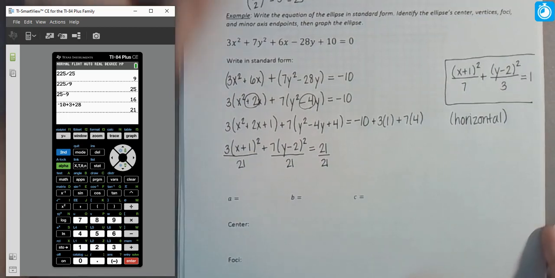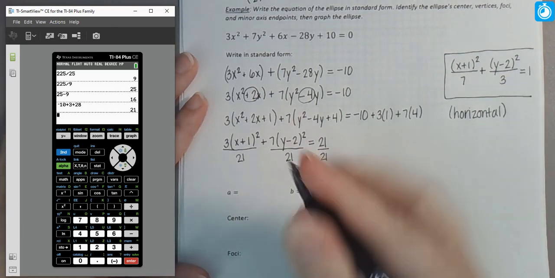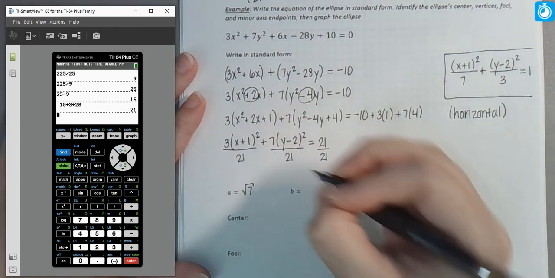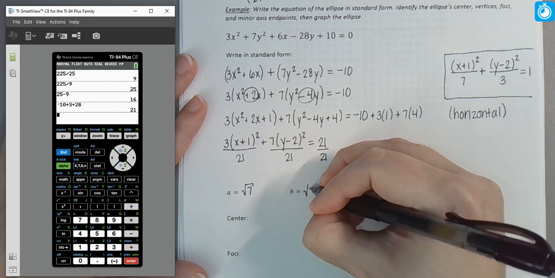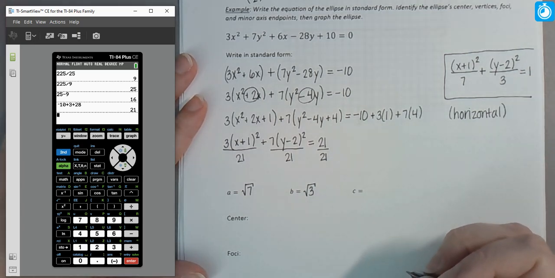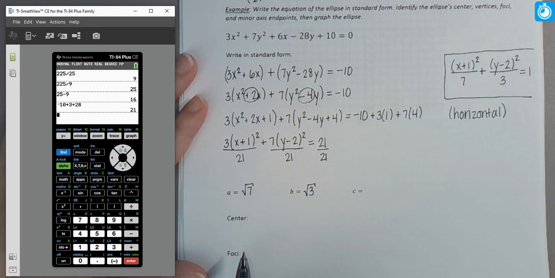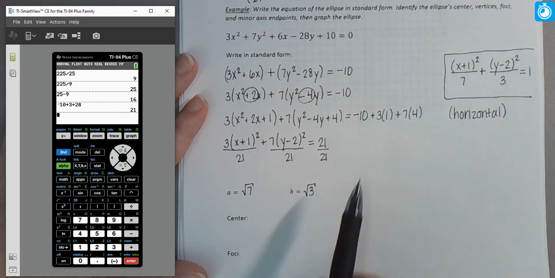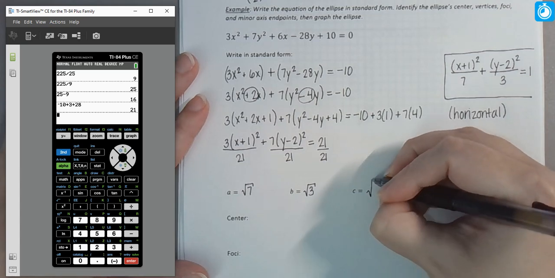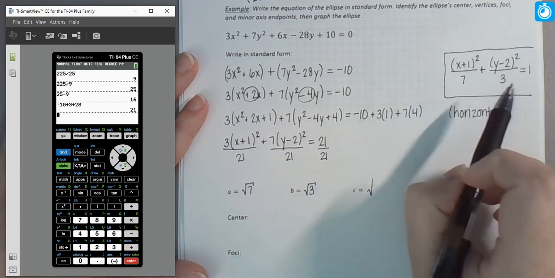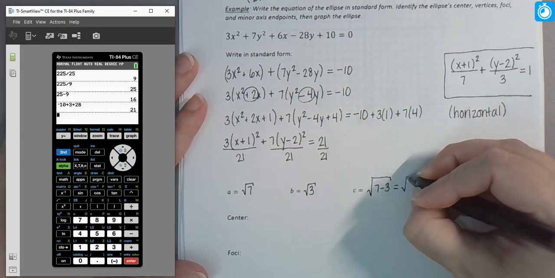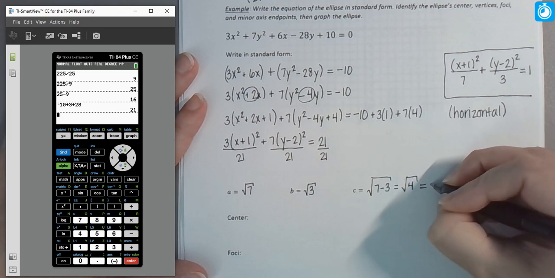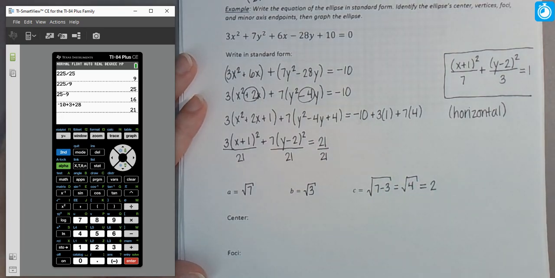Now, a squared is 7, which means a is going to be the square root of 7. B squared is 3, which means b is going to be the square root of 3, which means unfortunately we don't have very pretty numbers here, so graphing is going to be a little bit more of a challenge. Now c is always defined in the same way. It's going to be the square root of a squared, which is 7, minus b squared, which is 3. So square root of 7 minus 3, which is the square root of 4, which is 2. So in this case, c actually worked out well, a and b did not.